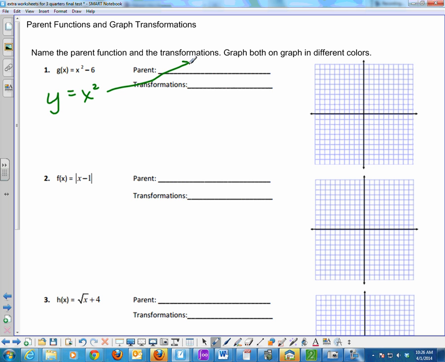And then you have to determine what transformations took place. You may want to review your notes on transformations to see all of the ones that we had. In this case, the -6 after the x term would indicate that this is moved down 6. Okay, and then it says that you're supposed to graph both the parent and this function on the graph. So using two different colors, you're going to be graphing the parent, which is this one, and then the function g of x on the graph. The same thing for all of these.